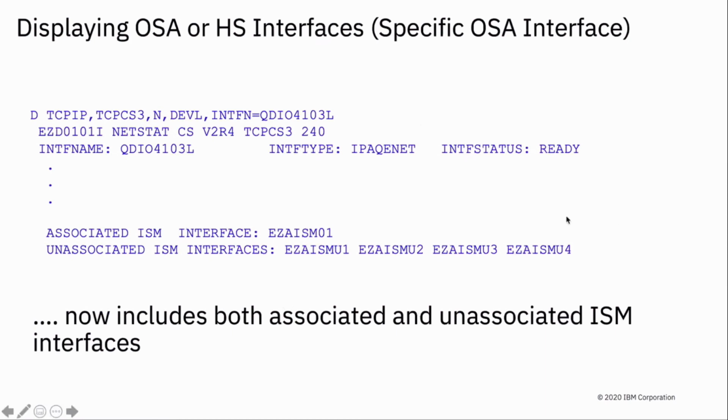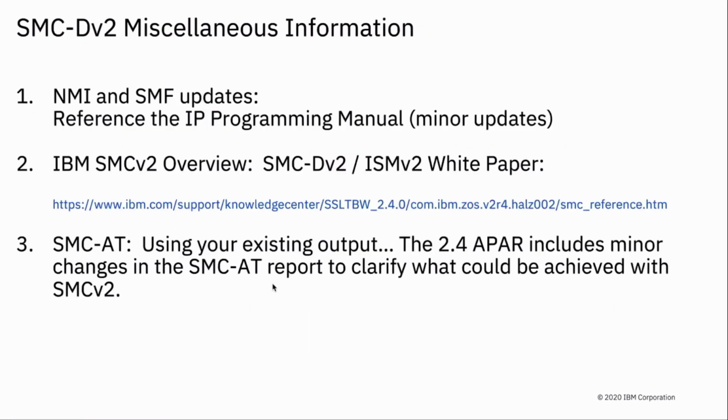All right, so remember the OSA I showed you that was on the PNetID display that had no PNetID? In this case, you would not see the associated ISM interface, but you would see the unassociated ISM interfaces. And so you see what ISM interfaces might be utilized by traffic that's initiated over this OSA. And that's the last display I believe I have for today.